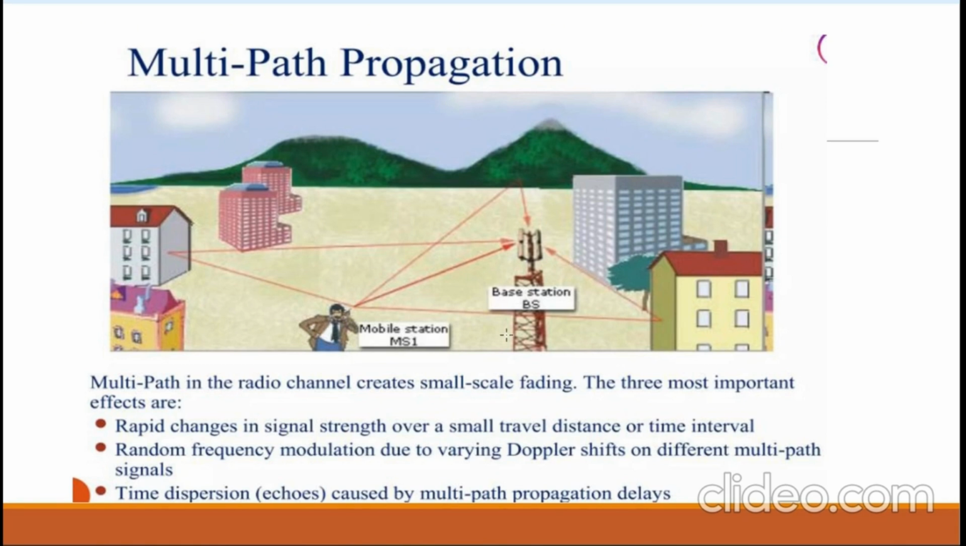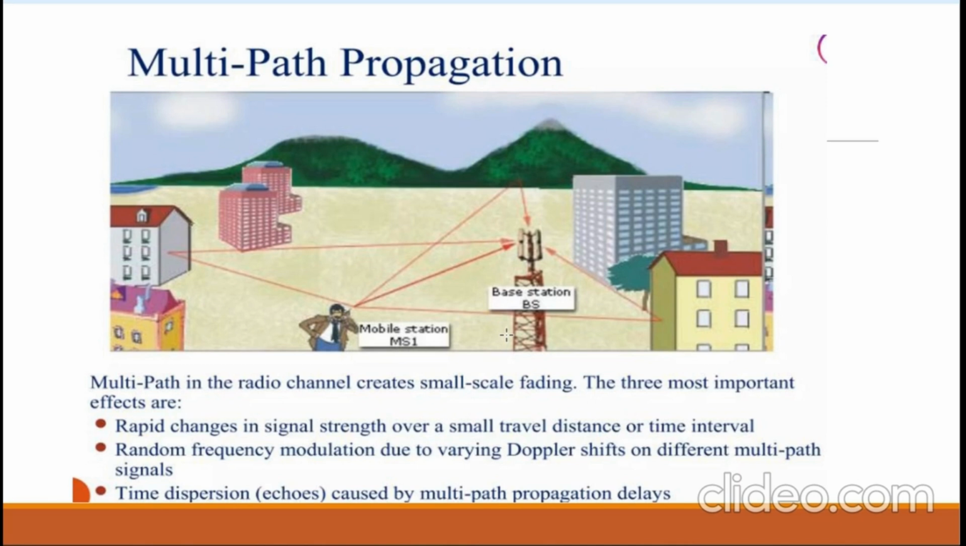Mainly, this multipath propagation creates small scale fading, and due to the small scale fading there are certain effects, which are listed. The first one is rapid changes in signal strength. Signal strength will suddenly increase or suddenly decrease based upon this multipath propagation over a small distance of travel. Due to this rapid change in signal strength, there is a modulation change in the signal frequency, that is due to the Doppler shifts that occur on different multipath signals.